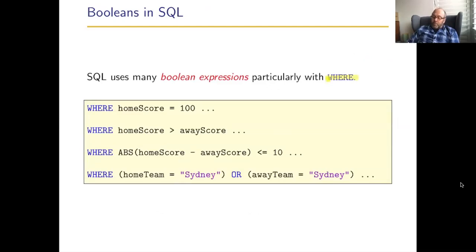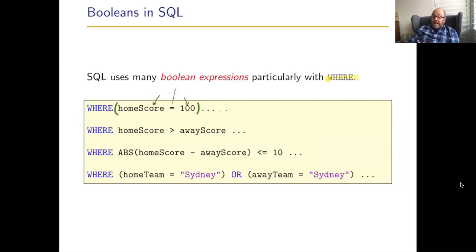So here's a Boolean expression: home score equals 100. The ... just means that this is a snippet of code, not a whole SQL query. You can put the brackets in, or you don't have to if there's only one. This is processed once for each row. It looks at the value of home score, tests whether it's equal to 100, and evaluates to either true or false.